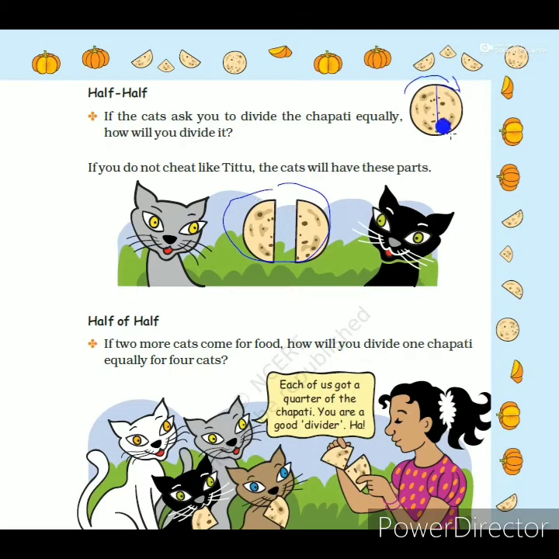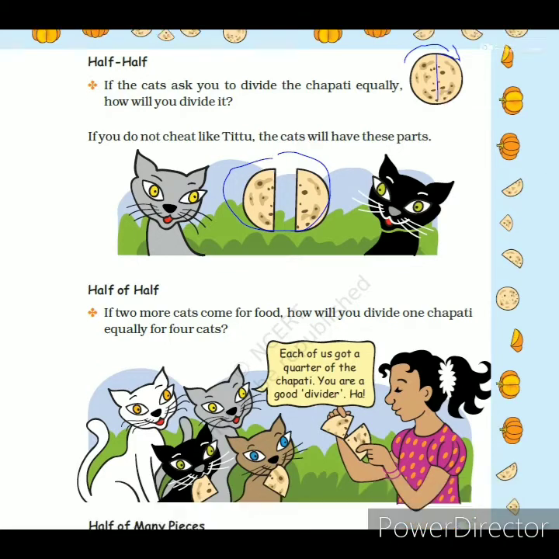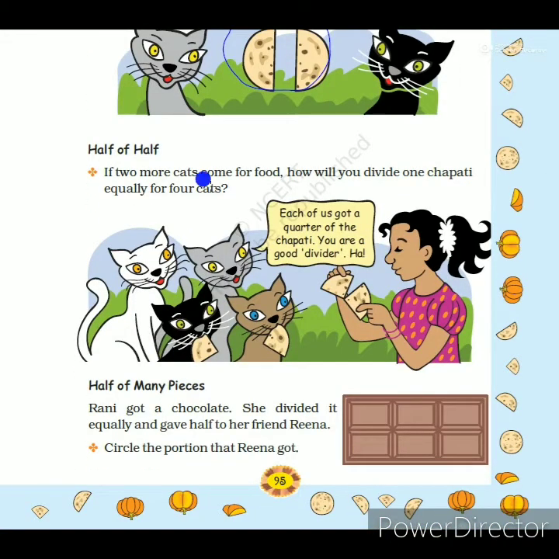Now the next topic is half of half. What is half of half? If two more cats came for food, how will you divide one chapati equally for four cats? Previously, there were only two cats. Who were they? Mindu and Motu. Now, two more cats came there. If they are asking for a share each, how will you cut or divide this chapati?